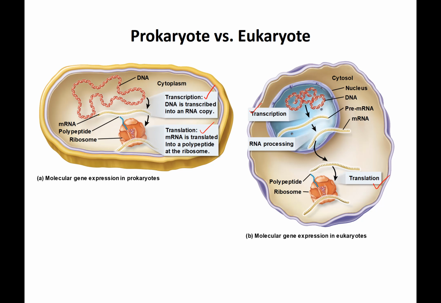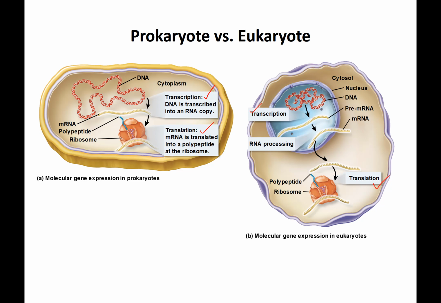So you remember common features of all cells, bacteria, eukaryotes, prokaryotes, plant, animal, however you want to categorize them. Everybody's got DNA. Everybody has a plasma membrane. Everybody has ribosomes for translation. And everybody's got cytoplasm or cytosol. And you can see that here.